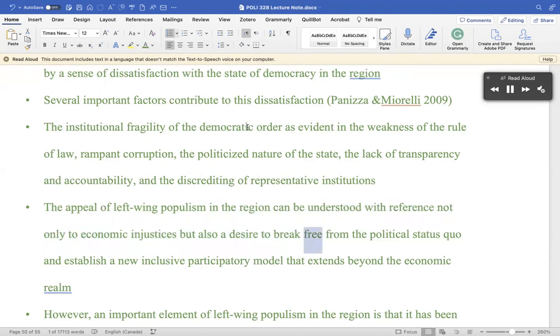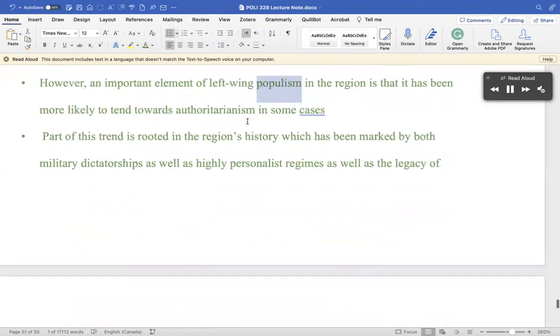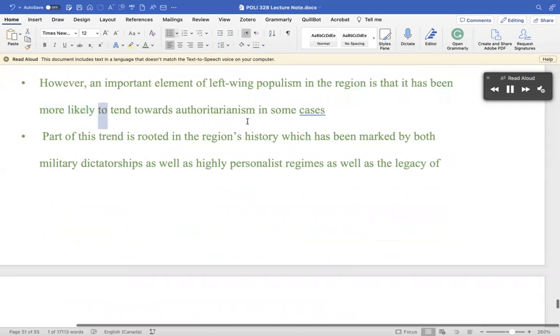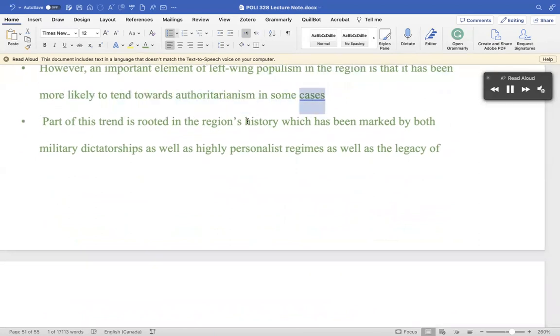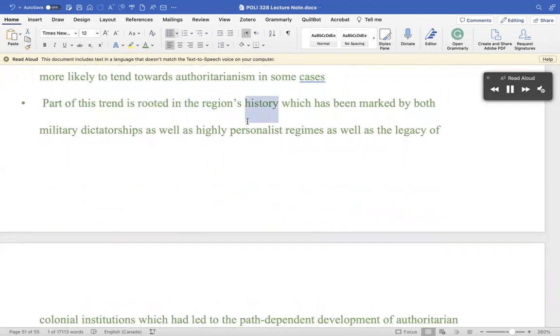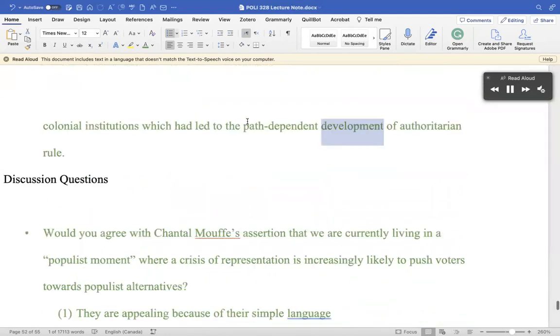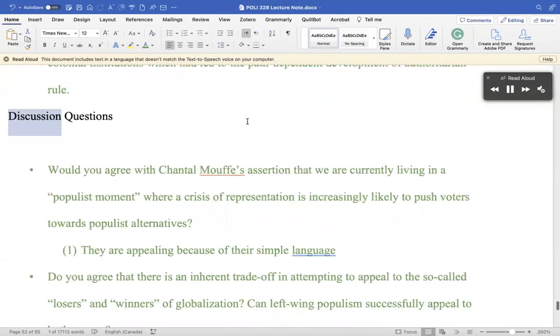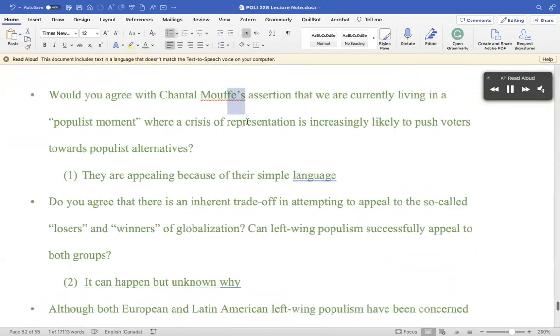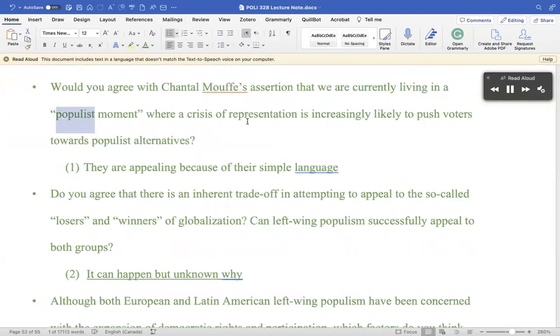The appeal of left-wing populism in the region can be understood with reference not only to economic injustices, but also a desire to break free from the political status quo and establish a new inclusive participatory model that extends beyond the economic realm. However, an important element of left-wing populism in the region is that it has been more likely to tend towards authoritarianism in some cases. Part of this trend is rooted in the region's history, which has been marked by both military dictatorships as well as highly personalist regimes, as well as the legacy of colonial institutions, which have led to the path-dependent development of authoritarian rule.